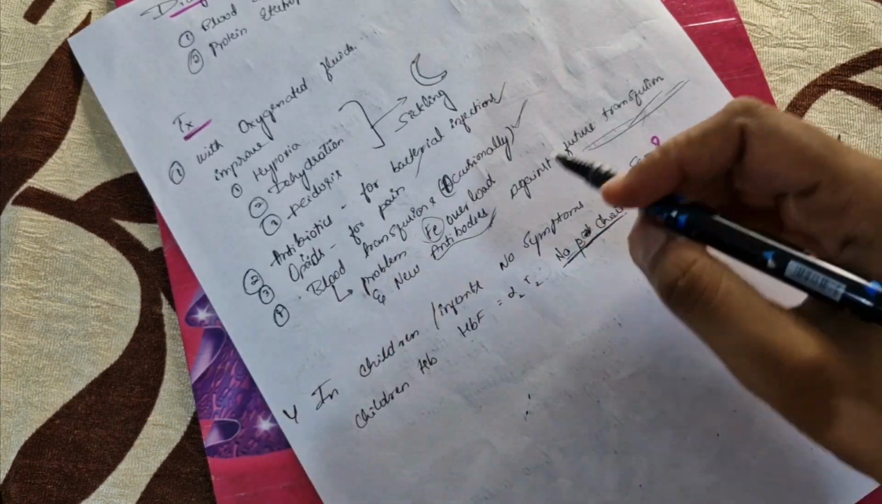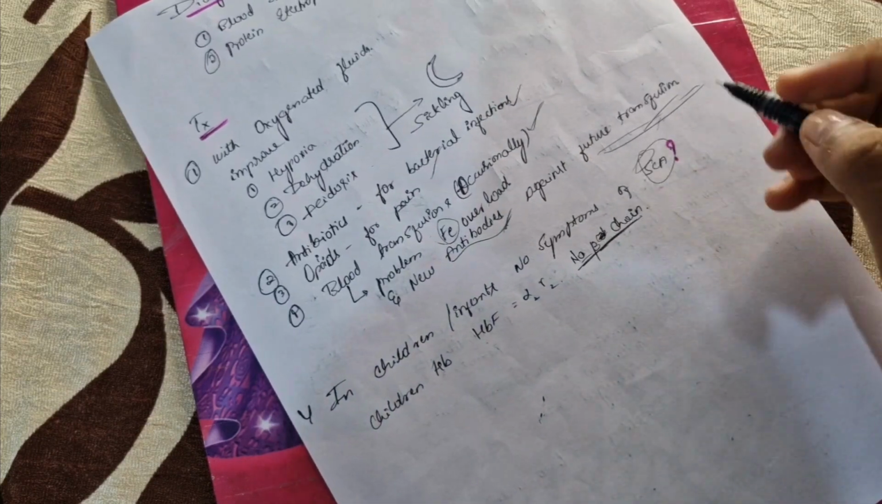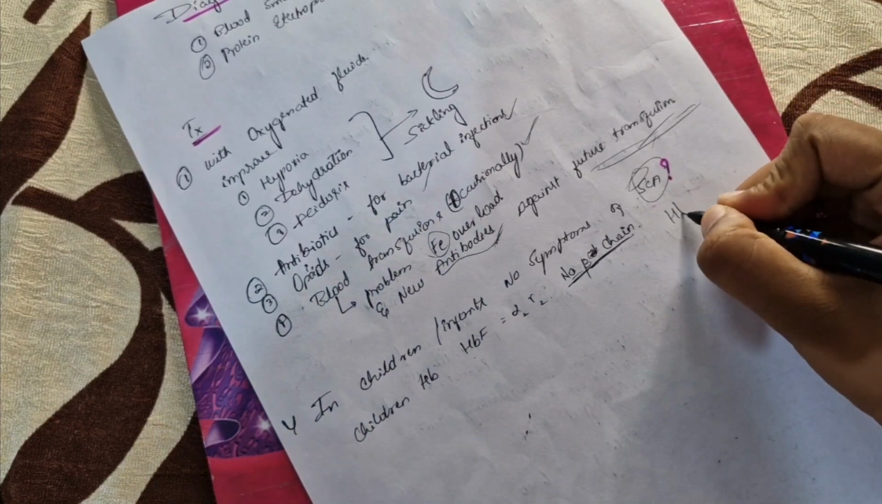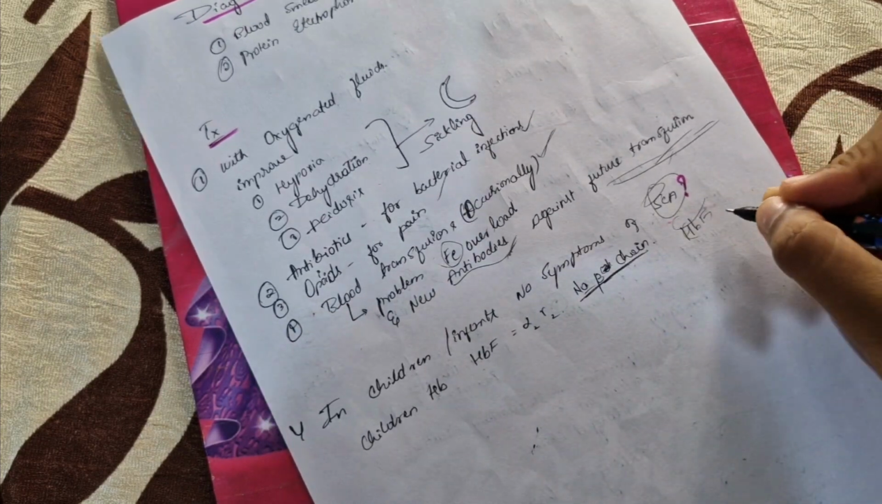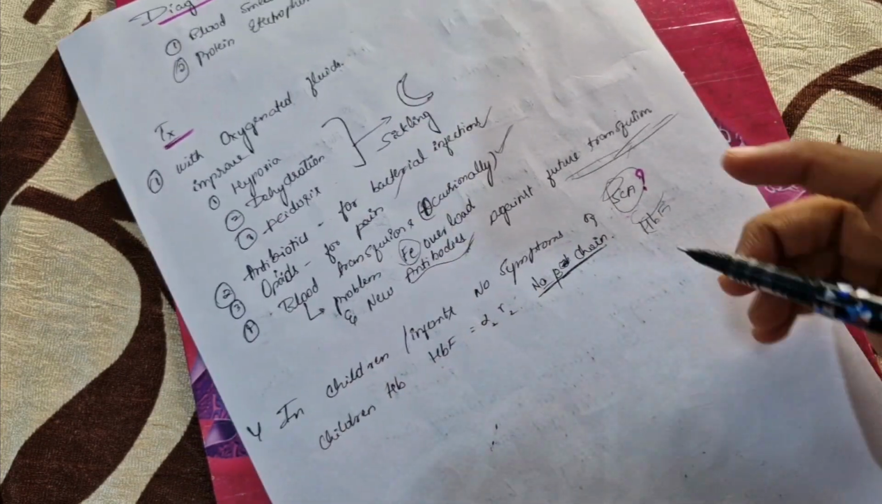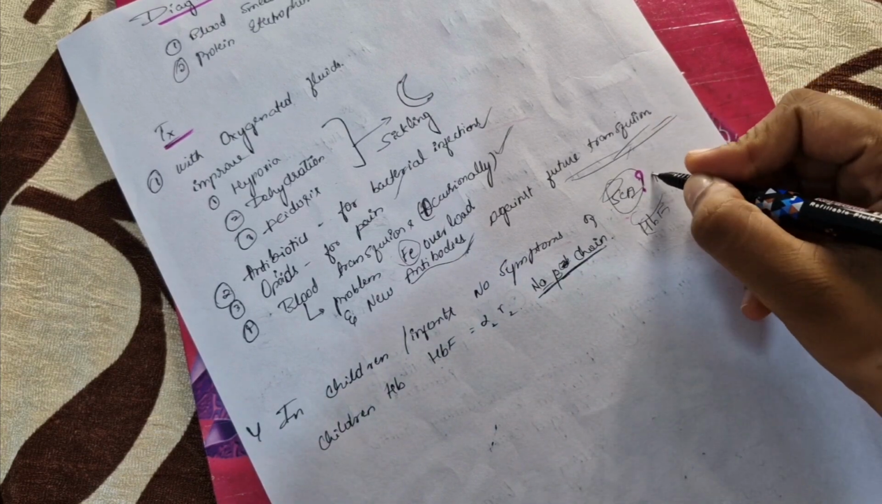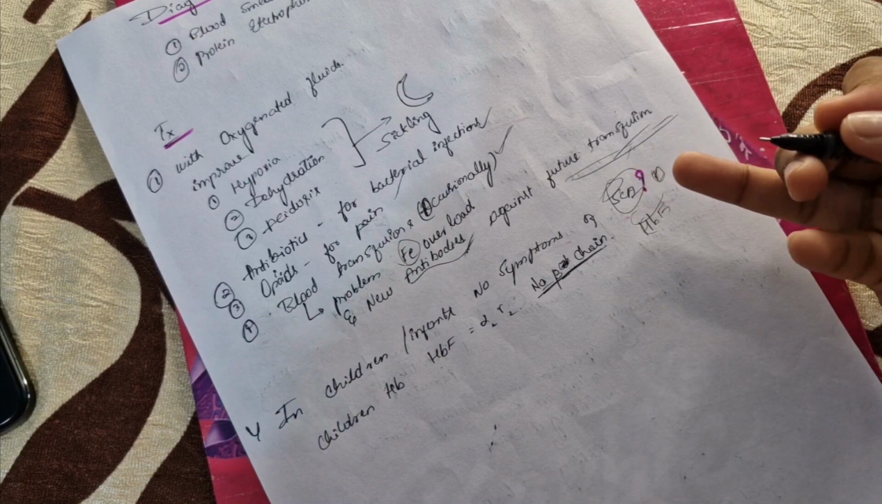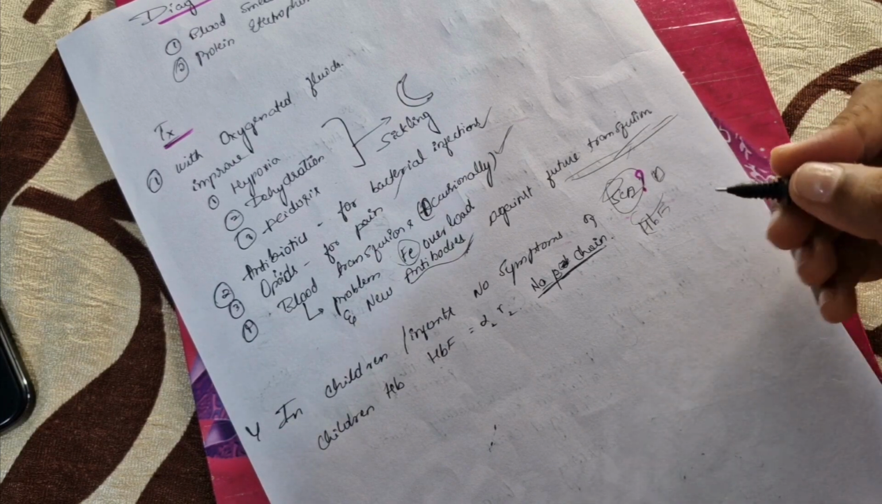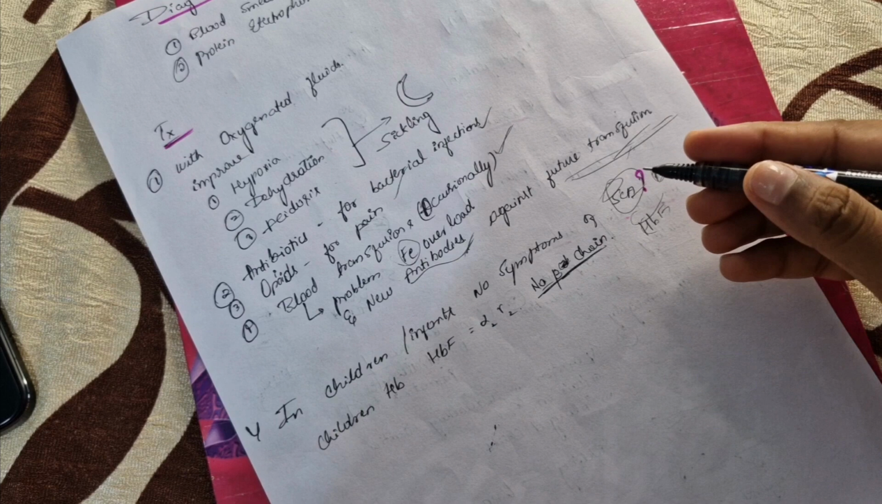In children or infants, there are no symptoms of sickle cell anemia, because until 6 months there will be fetal hemoglobin, HbF, which contains alpha 2 and gamma 2. Alpha 2 and gamma 2, no beta globin will be there. In sickle cell anemia there will be a defect in the beta globin, so there won't be any defect as there is no beta globin chain, so the symptoms of sickle cell anemia are not seen in children.